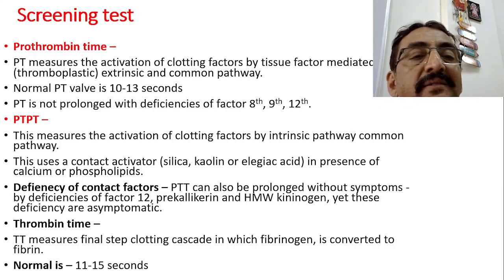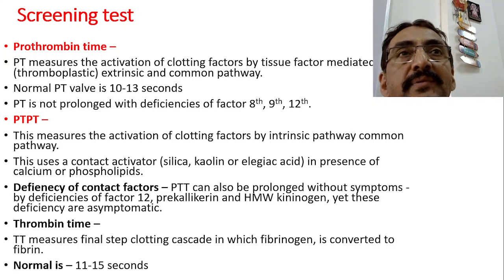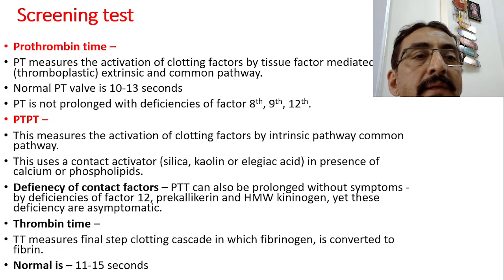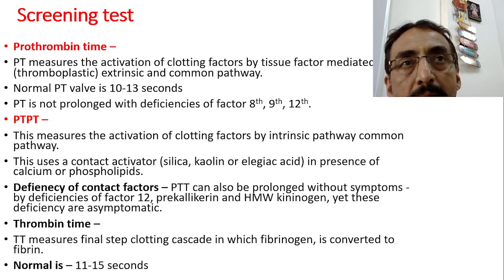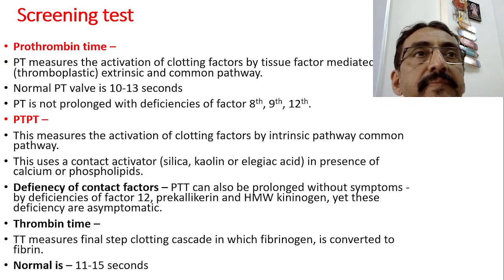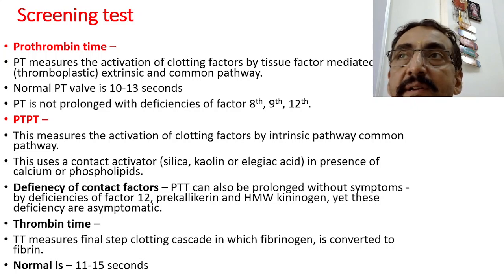The prothrombin time is not prolonged with the deficiency of factors 8, 9 and 12. The reason is very simple. 8, 9, 12 come under the intrinsic pathway. Okay, so prothrombin time starts from factor number 10. So prothrombin time is an indicator of the extrinsic pathway.